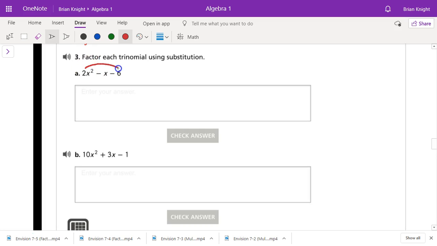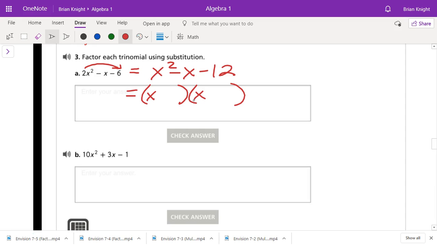All right, so we're going to borrow. That'll be x squared minus x minus 12. Now it's an easy one, right? What two numbers multiply to be -12 and add up to -1?